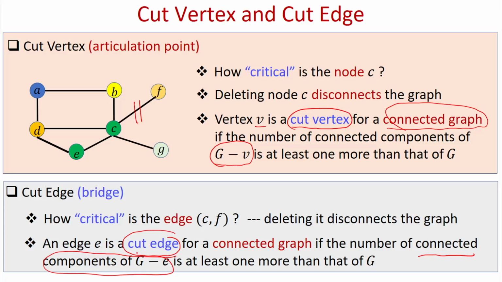The number of connected components of G was 1 because it was a connected graph. But now if in the new graph, namely the graph G minus E, the number of connected components is 2 or more, that means my graph got disconnected because of deleting the edge E. And hence I will call the edge E a critical edge or a bridge.